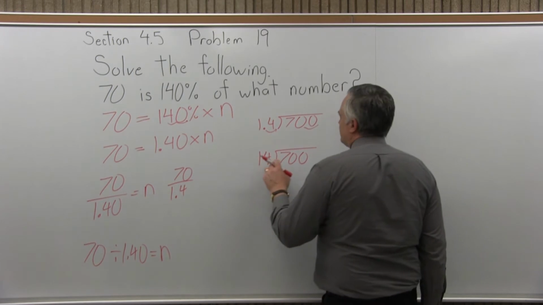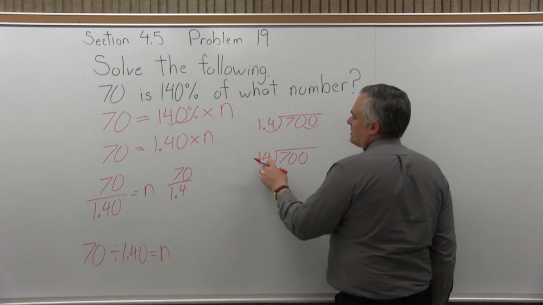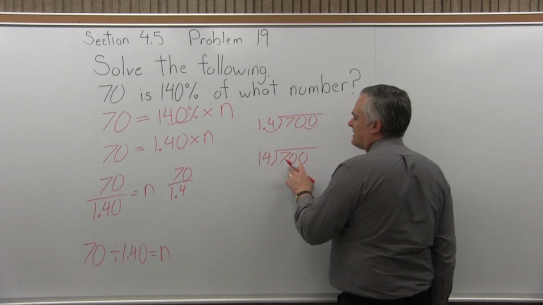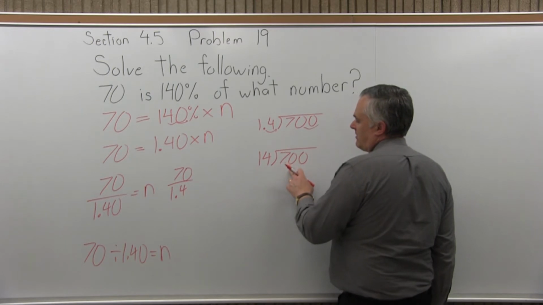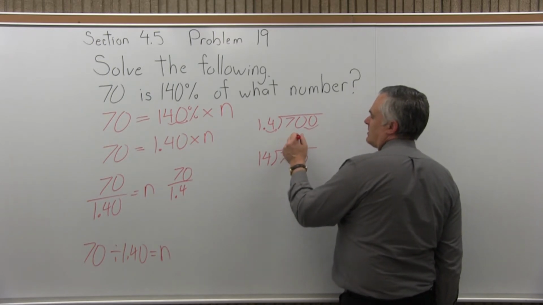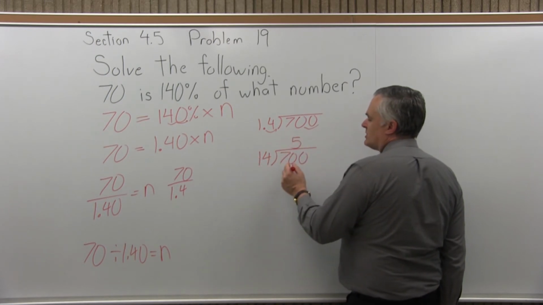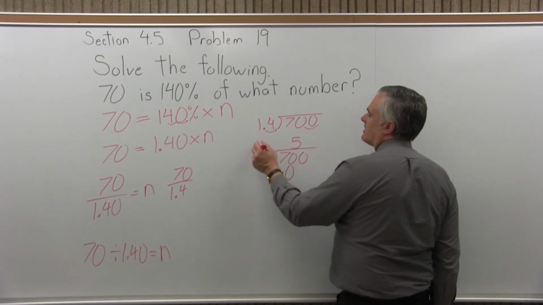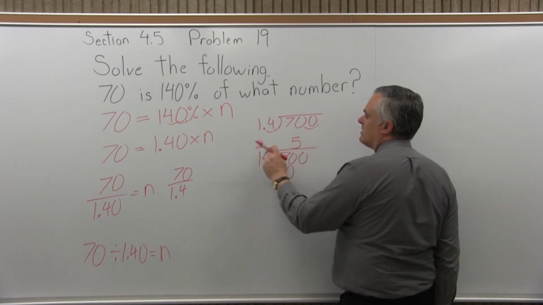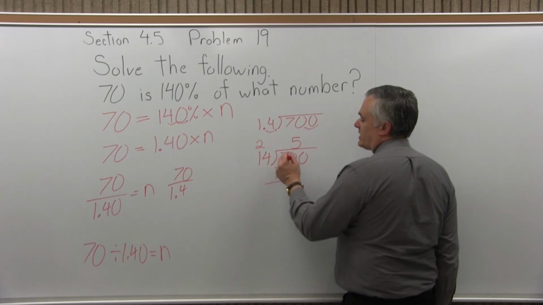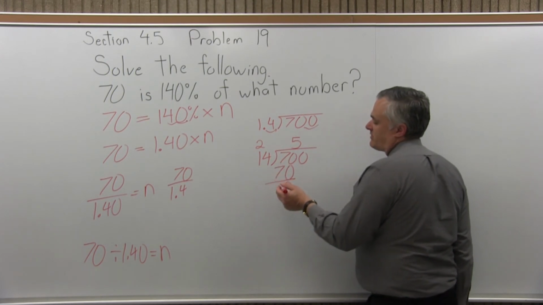So 14 divides into 7. 7's not big enough. It won't go. So 14 divided into 70. 5 should work. 5 times 4 is 20, write the 0, carry the 2. Actually, it works perfect. 5 times 1 is 5, plus the 2 that you carried is 7. So I have 70 minus 70. It fits in perfectly, it's 0.